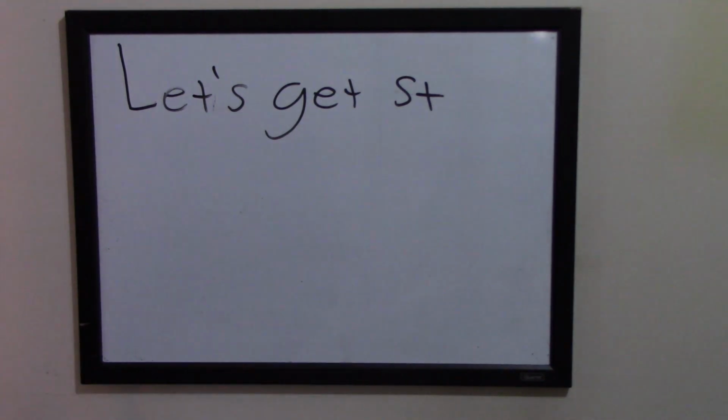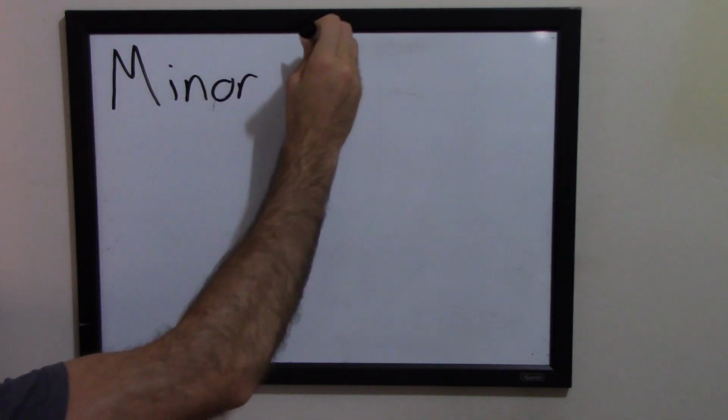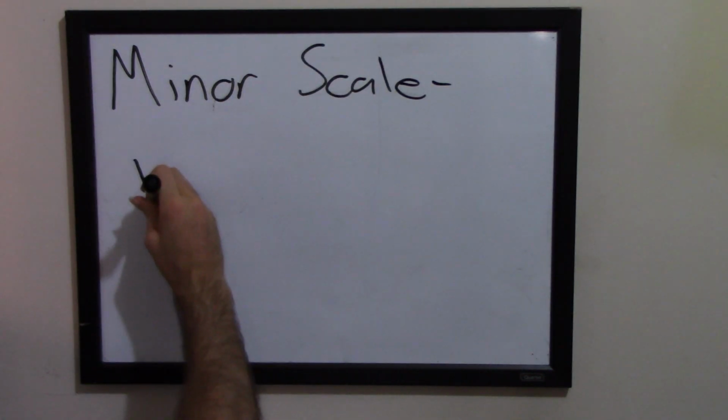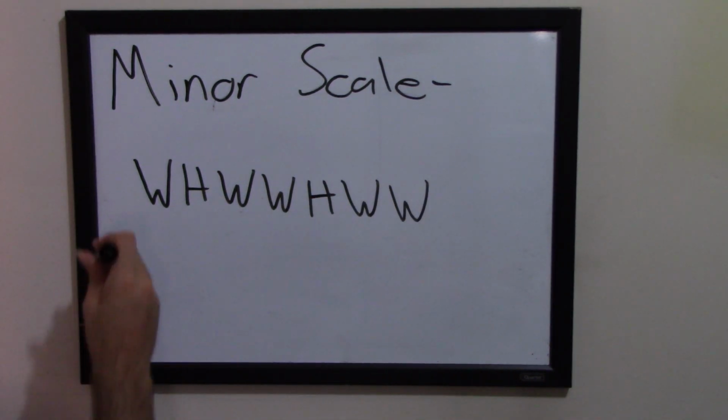Okay, let's get started. So, the minor scale. What does the minor scale consist of? The minor scale consists of a whole step, half step, whole step, whole step, half step, whole step, whole step. Let's give you an example.